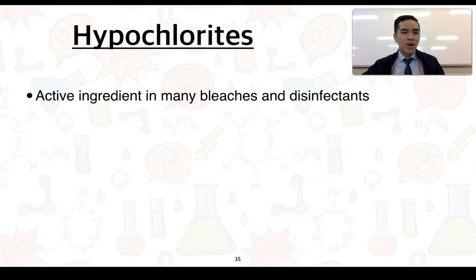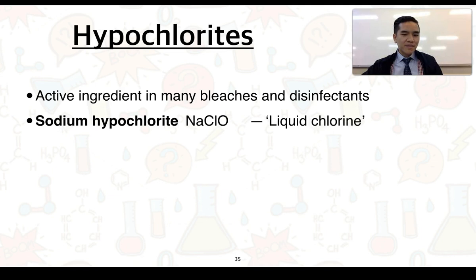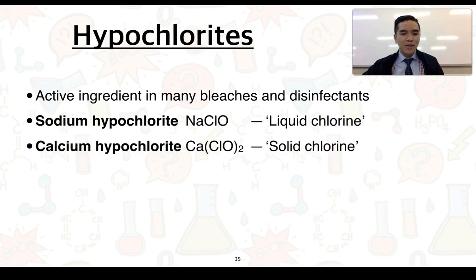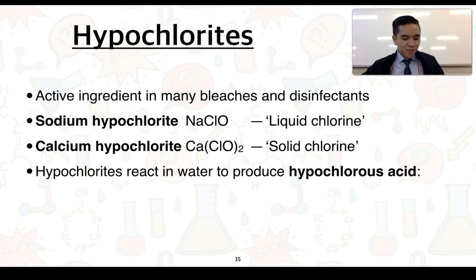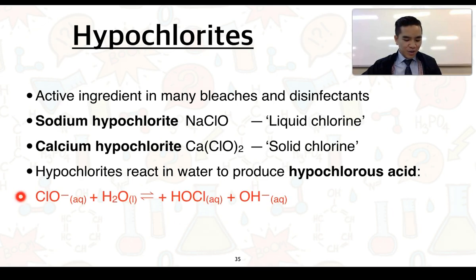Before we talk about how hypochlorous acid acts as a disinfecting agent, we need to consider these hypochlorites because these are the active ingredients that we find in many bleaches and disinfectants. Sodium hypochlorite is typically what we call liquid chlorine because it's a soluble form, whereas calcium hypochlorite is typically called solid chlorine because it essentially is in a solid form. The benefit of bleaches and disinfectants consisting of sodium and calcium hypochlorite is that they react in water and they end up producing hypochlorous acid. We can see that in this equation down here.